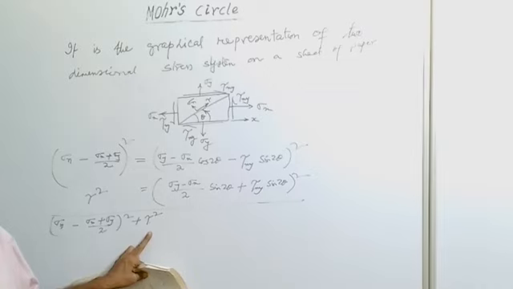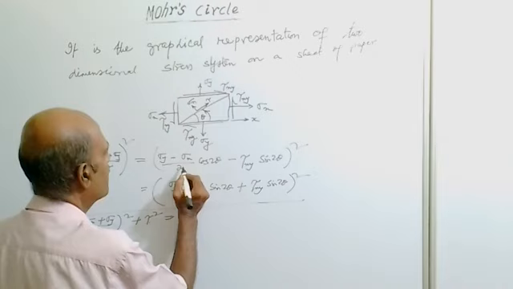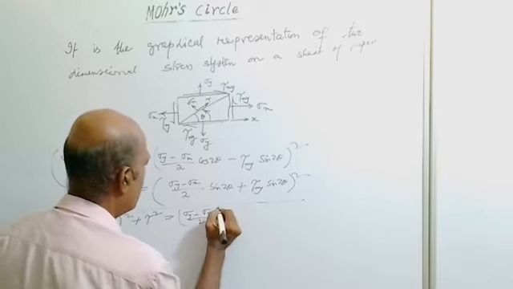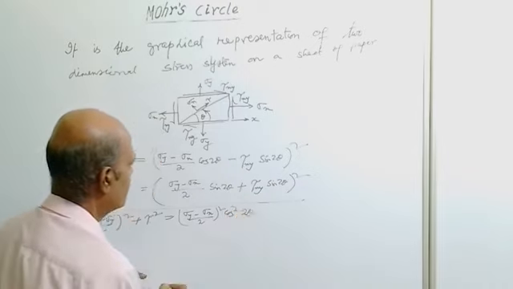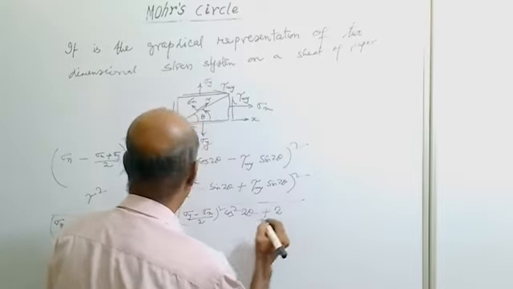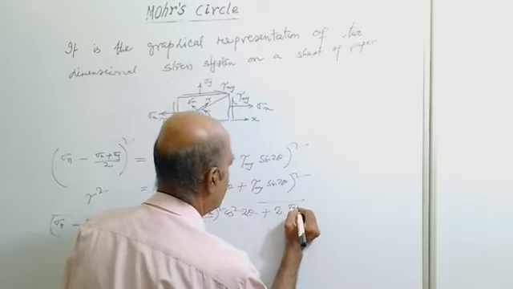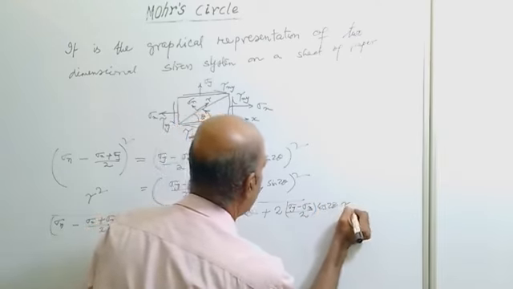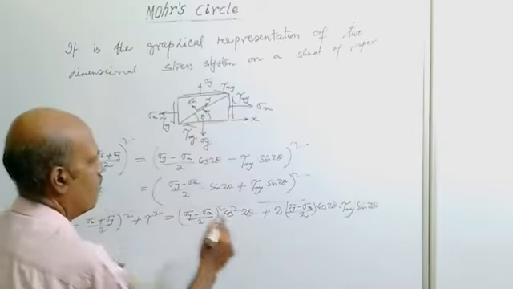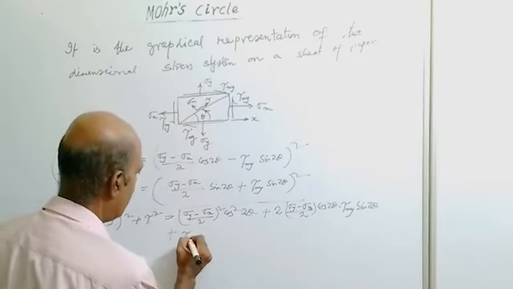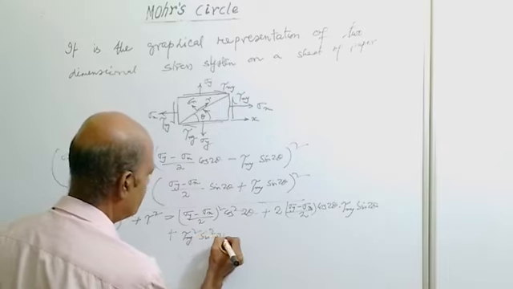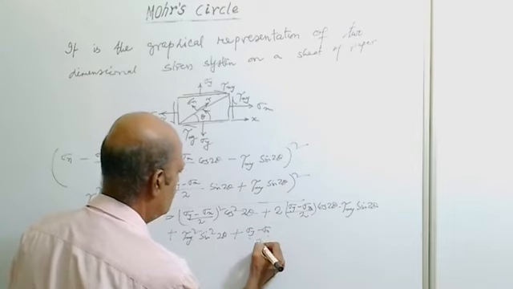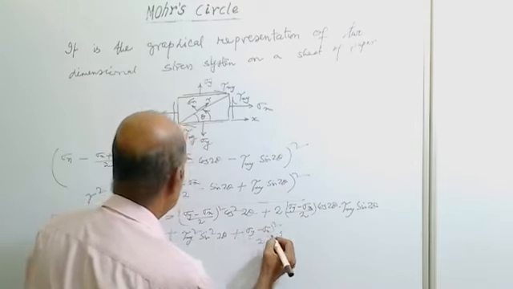Squaring two equations and adding, the right hand side becomes sigma y minus sigma x by 2 whole square cos square 2 theta, plus 2 into sigma y minus sigma x by 2 into cos 2 theta into tau xy sin 2 theta, plus tau xy square sin square 2 theta, then this value plus sigma y minus sigma x by 2 whole square sin square 2 theta.